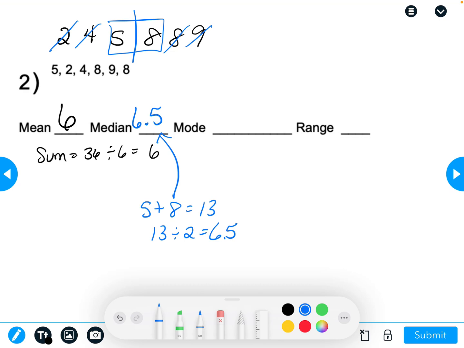The mode, again, is the most occurring piece of data. In this case, there's just one. It's an 8. Keep in mind, there can be no mode as well. And then lastly, the range is the difference between the highest, 9, and the lowest, 2. 9 minus 2 gives us a range of 7.